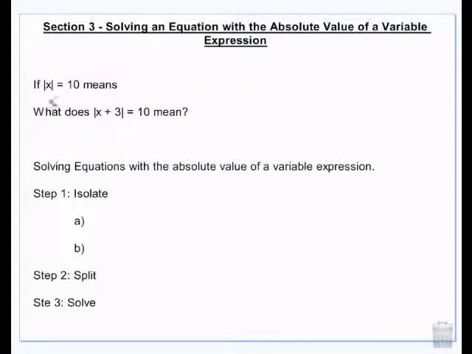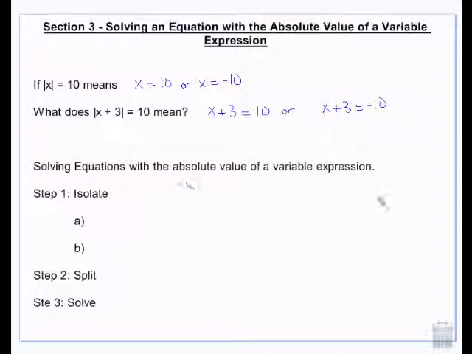Get the absolute value, and the absolute value of x equals 10 meant that x was 10 or x was negative 10, right? If I put something in with the x, that means x plus 3 equals 10, or x plus 3 is negative 10. So when I have an expression inside the absolute value bars, instead of just a variable, I end up with two equations that need to be solved, rather than just two answers. I'm still going to get two answers, but I'm going to have to do some work to get there.